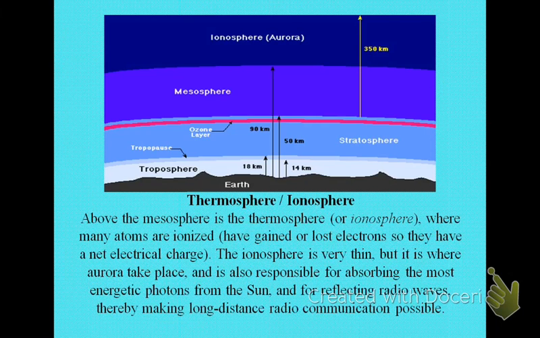We're not going to go into real depth about that. You'll learn about that definitely in ICP, the class that you're taking. So the ionosphere is very, very thin. It's where the aurora takes place. Do you know what the aurora is?